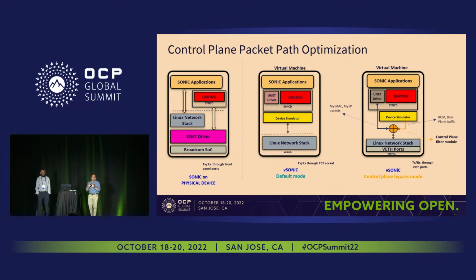So we built a filter, which is a smart, quick lookup into the packet. It figures out if it's its packet, its MAC, and then it just sends it to SyncD directly, or the UNet driver. Now, given that everything is in user space, we're able to auto-configure all the MAC and other things. So all these things are just seamless.